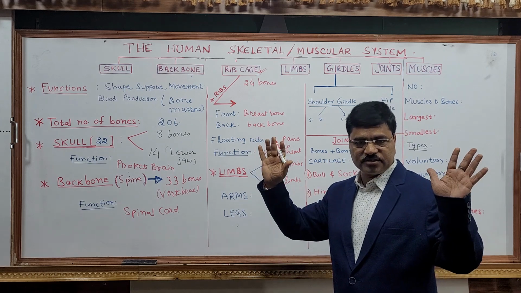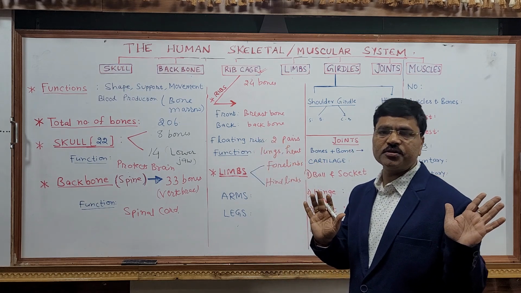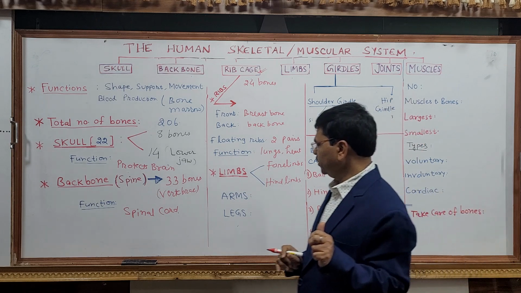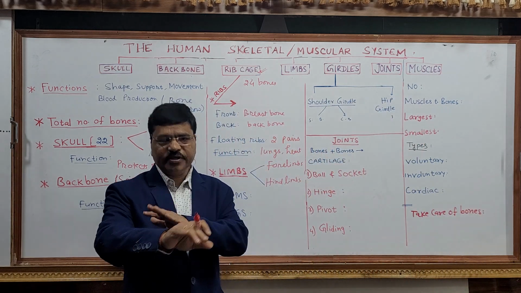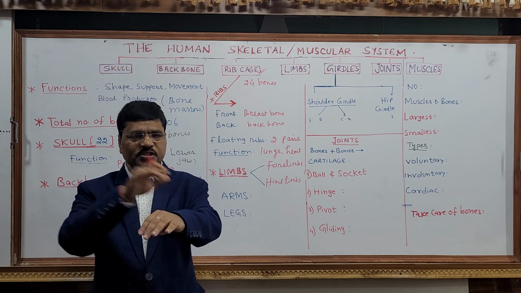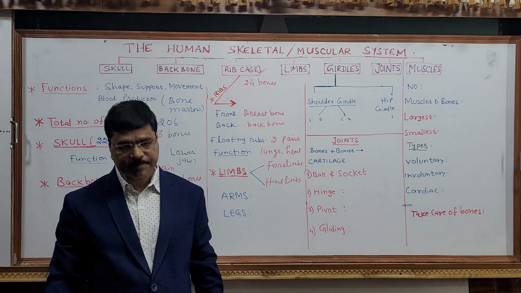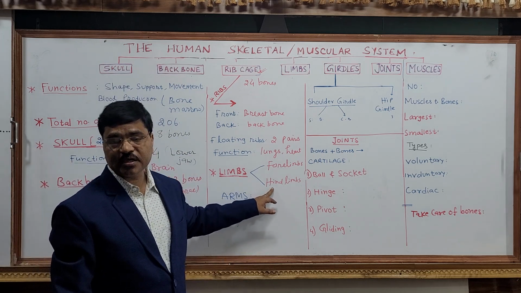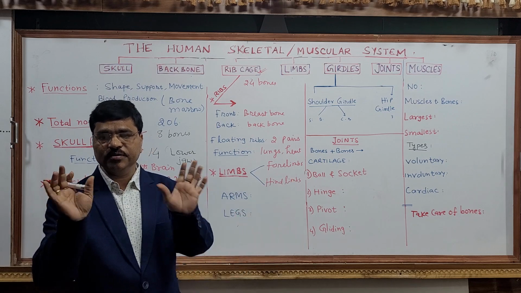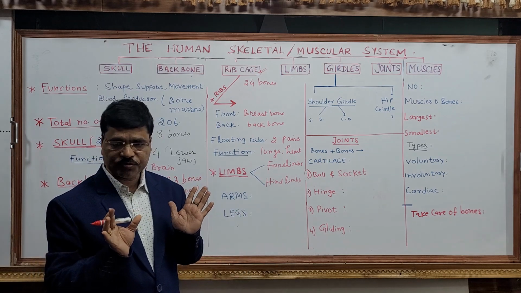Forelimbs, these hands, both hands, they come under forelimbs, and in this altogether there are 30 bones. Here 30 bones, here 30 bones. Similarly, in the hind limbs there are altogether 30 plus 30 equal to 60 bones.